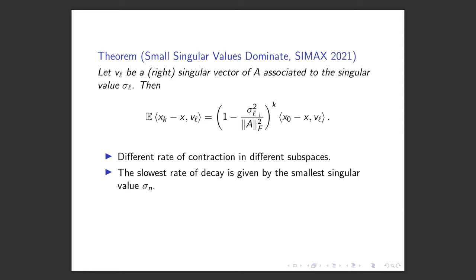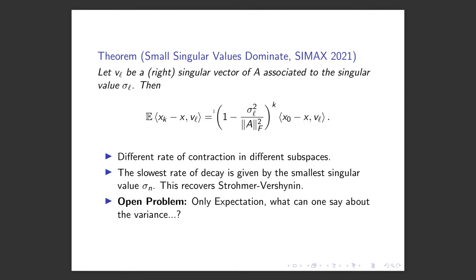If you look at this, the slowest rate of decay, well, this number is closest to one if sigma l is sigma n, the smallest singular value. And that gives you exactly the Strohmer-Vershynin bound, and in particular tells you that this can't be improved. So Strohmer-Vershynin is in general sharp: if you start with a singular vector corresponding to the smallest singular value, you expect exactly Strohmer-Vershynin decay.